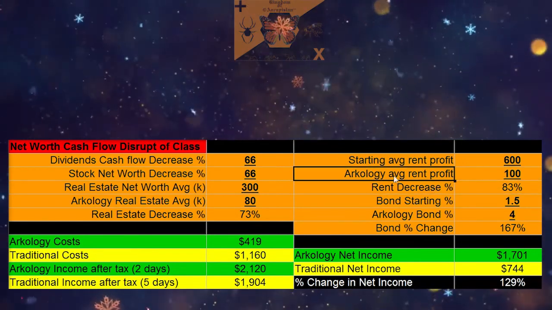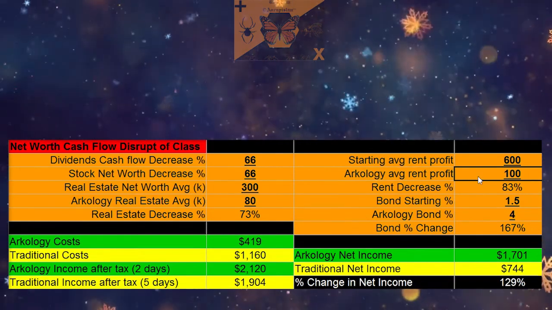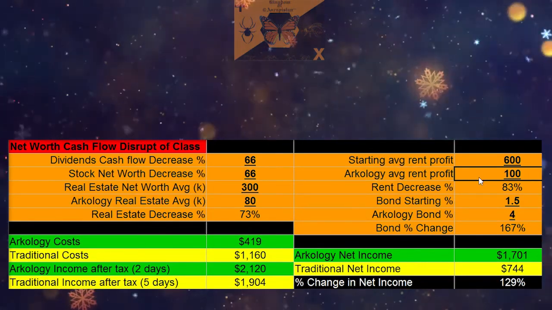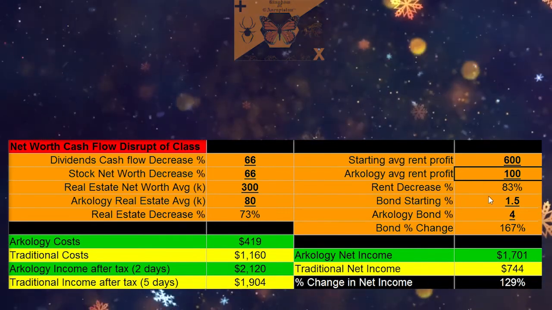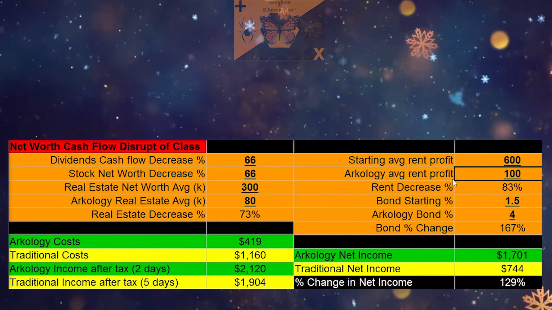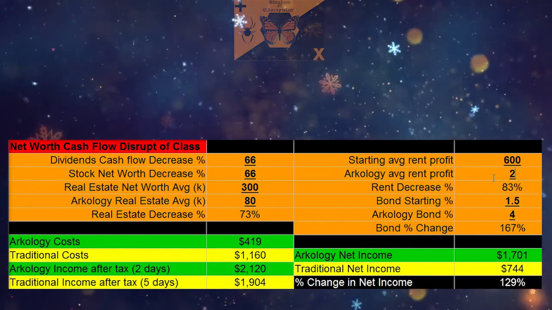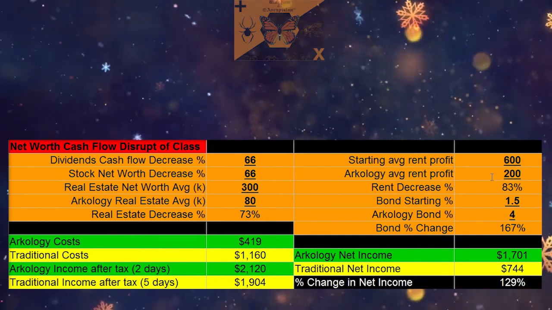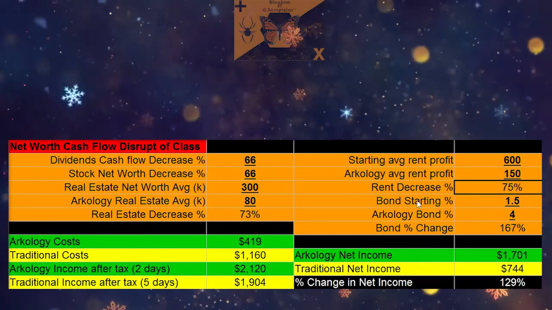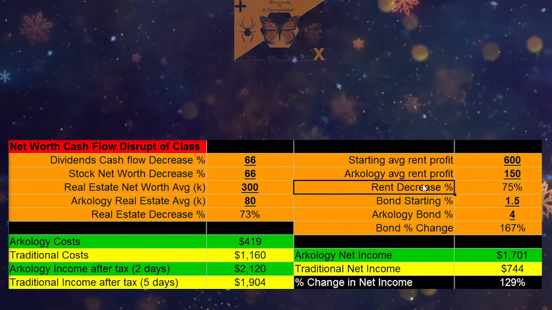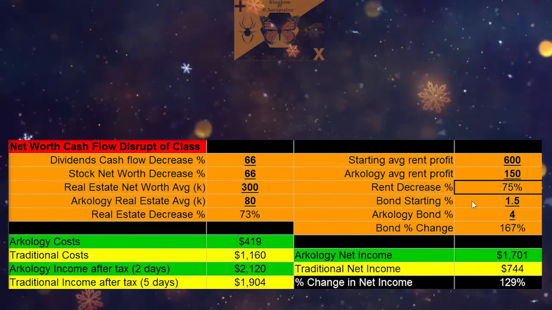So this Arkology average rent profit is going to be low, mainly because of just the mass production of housing, the commodification of affordable housing, as well as that progressive landlord tax really hits the average rental profit. Even if this is 200, let's say this is 200, it might be like 150. So you're still looking at a 75% reduction in the general landlordism, the general landlord profit.